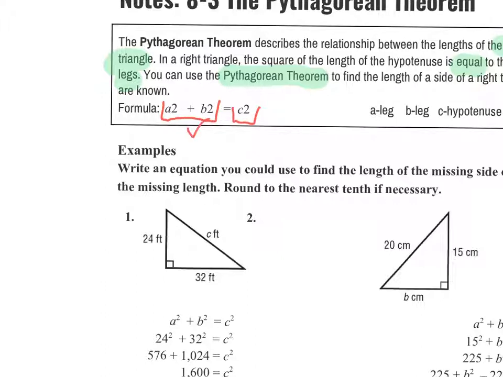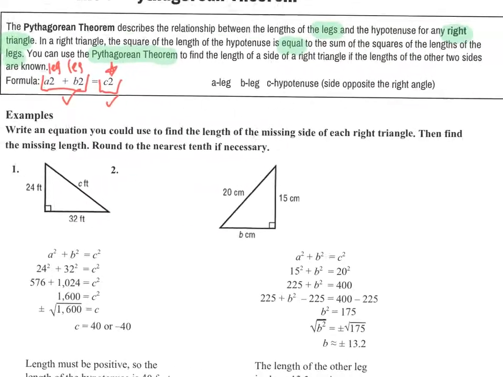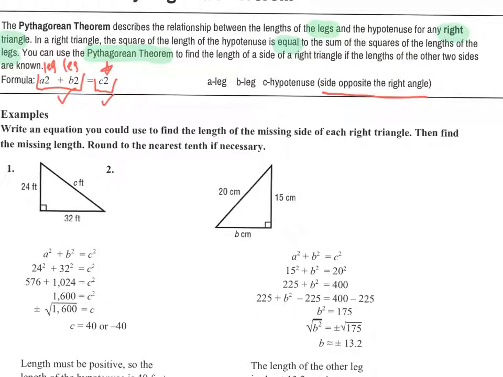So when these two things have the same number, then we have a right triangle. If they're not the same, then they're not a right triangle. A is always going to be a leg, B is always a leg, and C, that's the most important one to remember. That's your hypotenuse. That's the one that is always opposite the right angle.